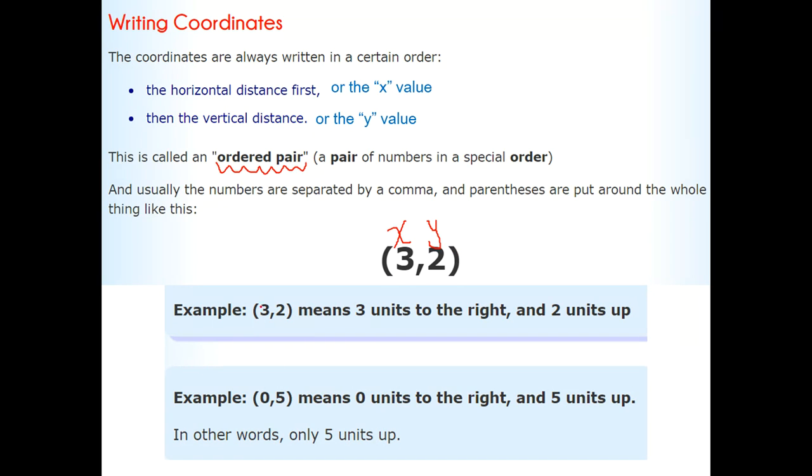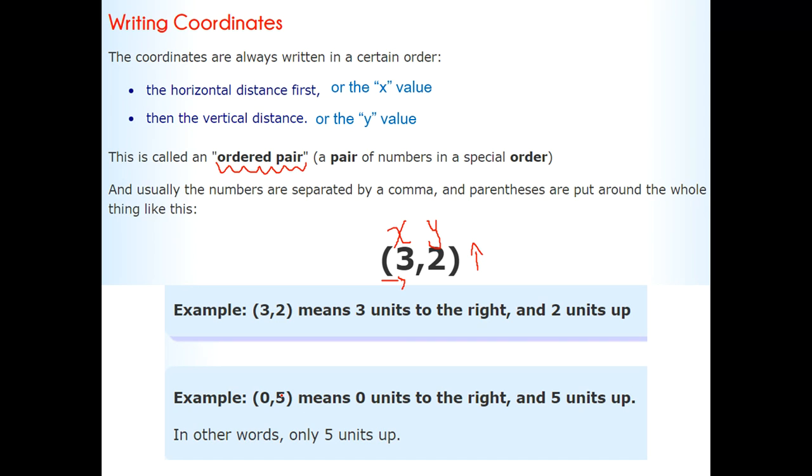So because this is my x number, and it's positive, I go 3 units to the right. And because this is positive, I go 2 units up. Because the y always goes up and down. If it's positive, it goes up.